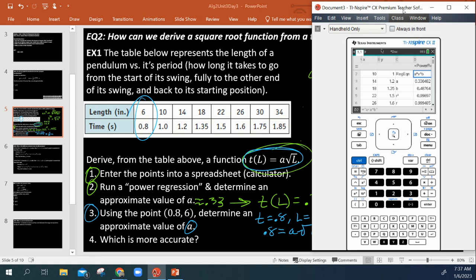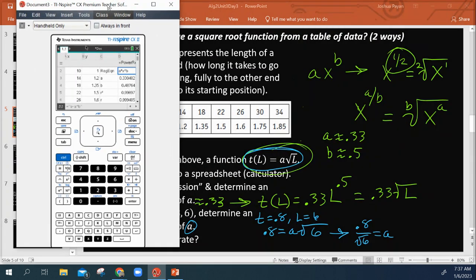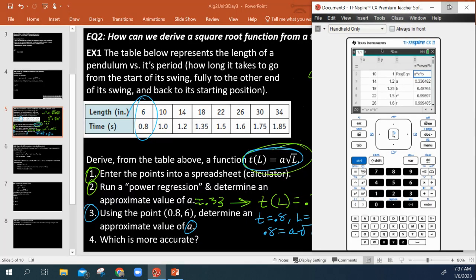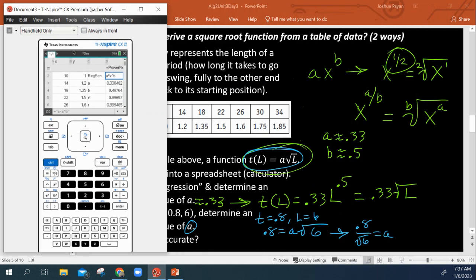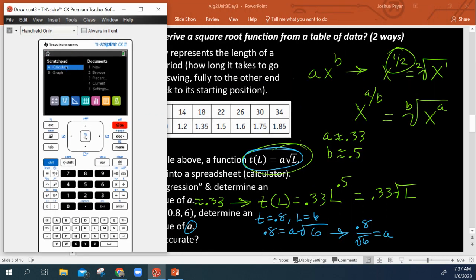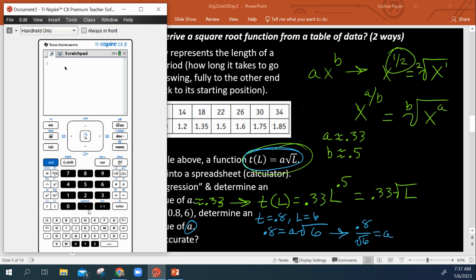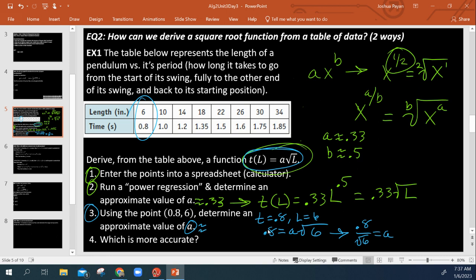Come back to our calculator here. Let's see if it'll let me move it over here. Nope. There we go. Okay, go to calculate, and all I'm going to do is 0.8 divided by the square root of 6. And we get again that a is about 0.33.